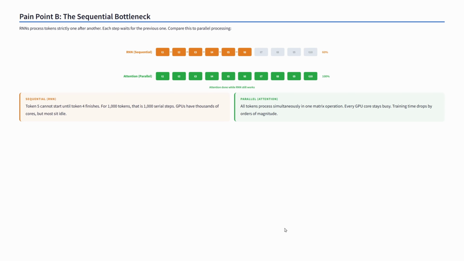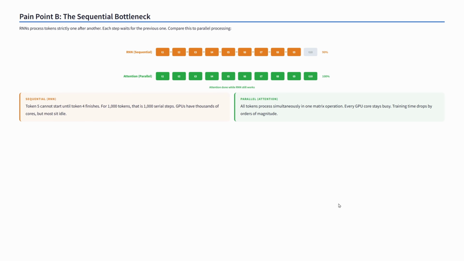Now think about what this means for training. GPUs are massively parallel machines. They have thousands of cores that can all work at the same time. But if your computation is sequential, meaning step 5 cannot start until step 4 finishes, then most of those cores just sit idle, right? Doing nothing. It's like having thousands of workers but only giving them one task at a time.